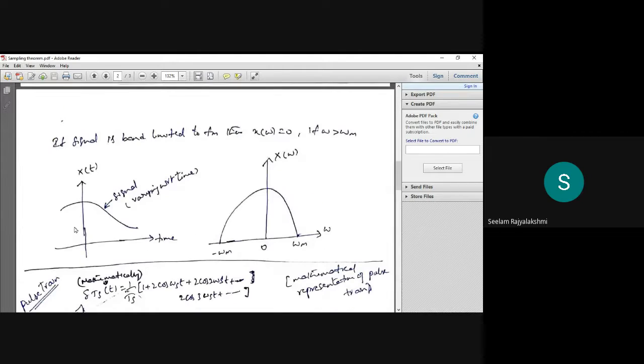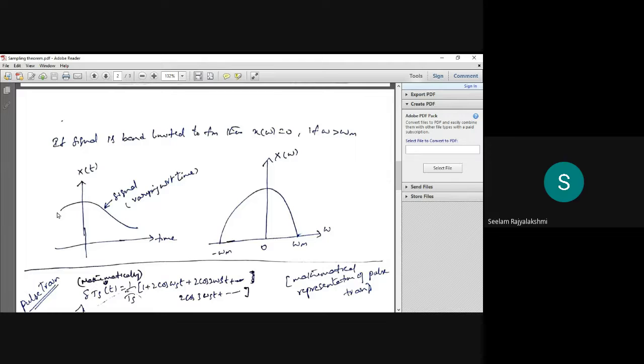Now let us consider this. If the signal is band limited to fm, then X of omega equals 0 if omega is greater than omega m. Here omega is the frequency, and fm is the maximum frequency. So if the signal is band limited to fm, then X of omega equals 0 only if omega is greater than omega m. So let us see.